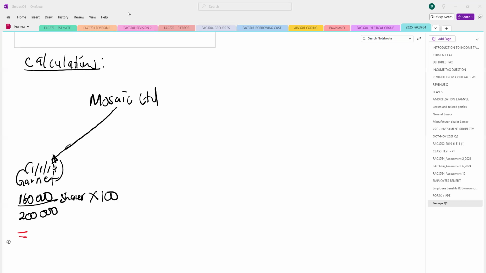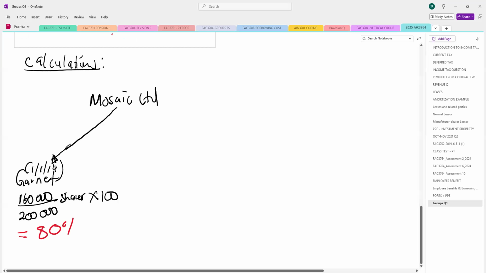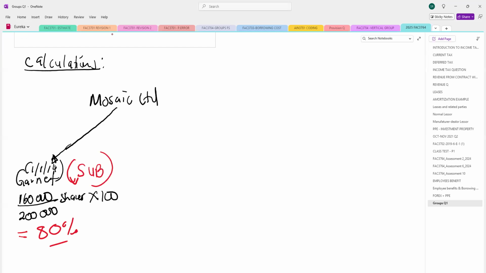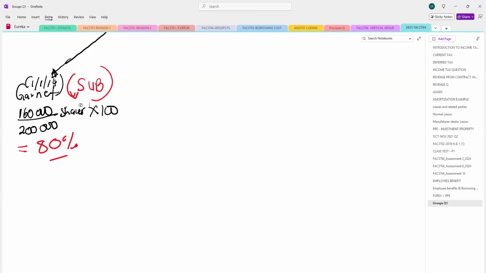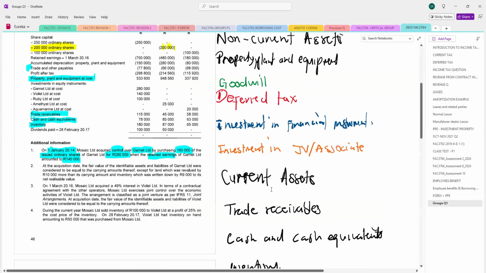Okay, guys. So 80%. Right. So you can see that the relationship between Mosaic Limited and Garnet Limited is one of control. So therefore, Garnet Limited is a subsidiary company. The relationship between parent and subsidiary means that we are going to consolidate 100%. So with a subsidiary, we consolidate 100% of the figures. Okay, then the next one now. So I'm now looking at the next investment.